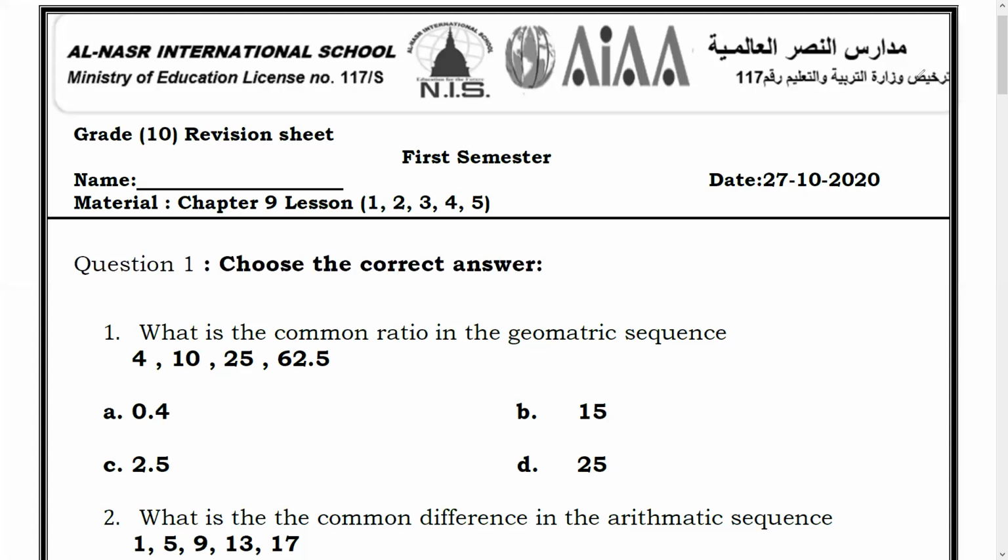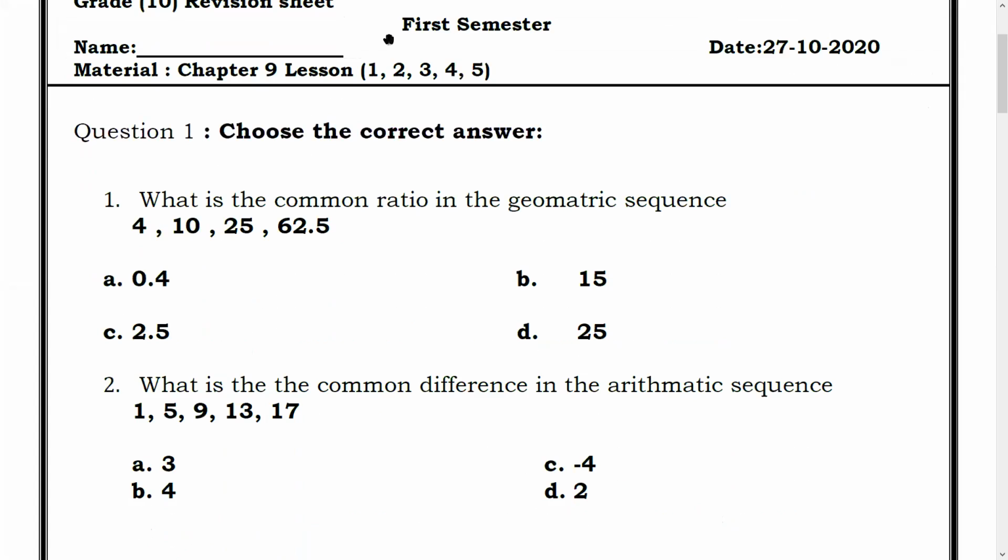The first question here. Choose the correct answer. What is the common ratio in the geometric sequence 4, 10, 25, 62.5? Here we have to find the geometric ratio. Now, how can we find it? So 10 over 4. Yes, you will divide this term by its previous one. So 10 over 4.